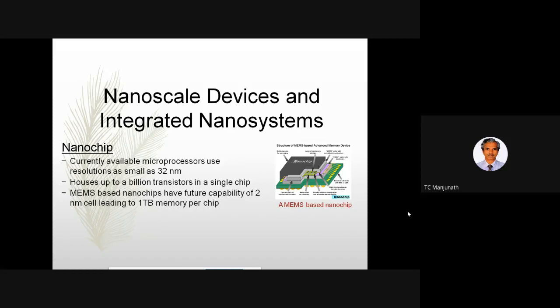See, as a result of which, what happened? More transistors go on being etched onto a single chip, then the memory capacity goes on increasing. That is one of the advantages of this nanotechnology. And device miniaturization comes into the picture. And this nanochip is currently being used in nanobots for any particular application.